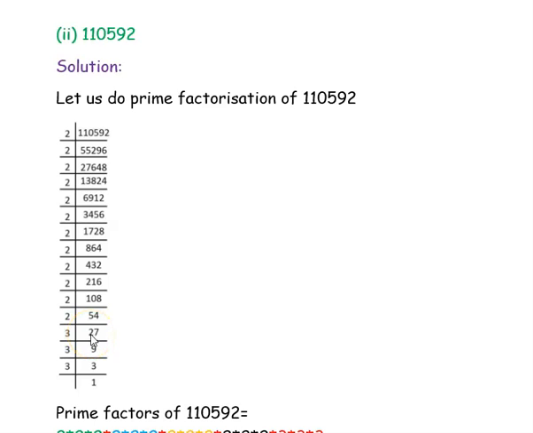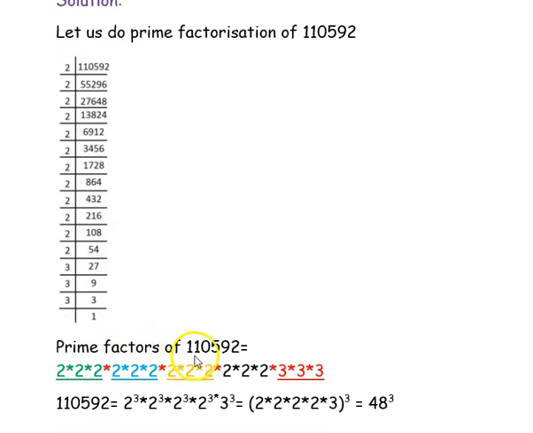Now if you come to 27, we cannot divide it by 2. So we are dividing it by 3. The result is 9. Again 9 can be divided by 3. The result is 3, and 3 divided by 3 is 1. Now we will write the prime factors of the given number.